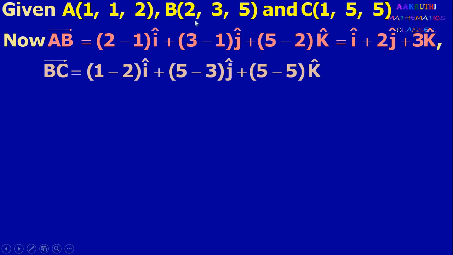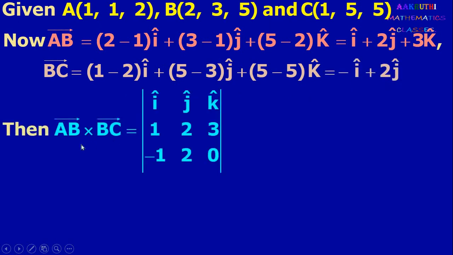Then we find vector BC. BC is (1 minus 2)i, (5 minus 3)j and (5 minus 5)k. So it is minus 1i plus 2j plus 0k, so it is minus i plus 2j. Then we find AB cross BC. It is the determinant of i j k, 1 2 3, and minus 1 2 0. When we expand this, we get minus 6i minus 3j plus 4k.